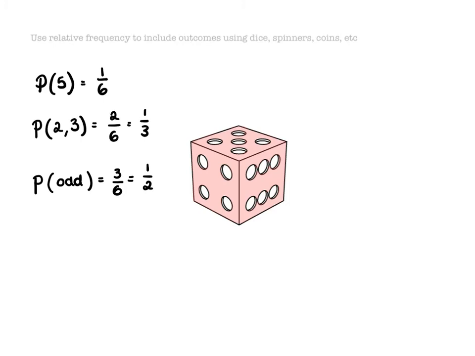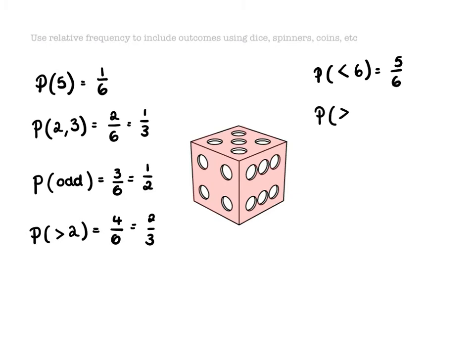Another way they might ask is the probability of it being more than or equal to, less than or equal to. So for this example, the probability of a number being greater than 2, so that doesn't include 2, is going to be 4 over 6, and again you can simplify. So then you can have probability less than 6, that doesn't include 6, is going to be 5 over 6. And then remember that you can have your less than or equal to or greater than or equal to. So the probability that it's greater than or equal to 2, so that means it does include 2, is going to be 5 over 6.